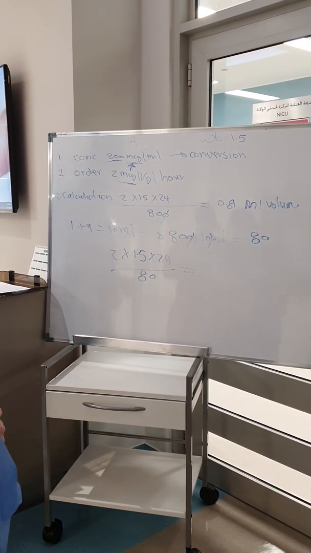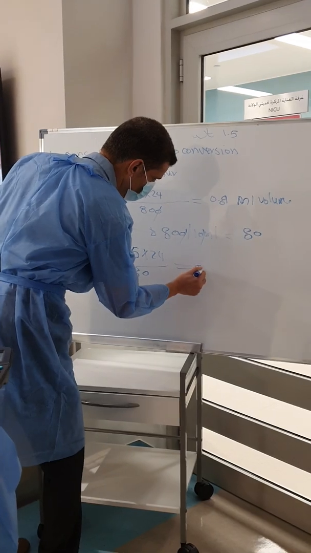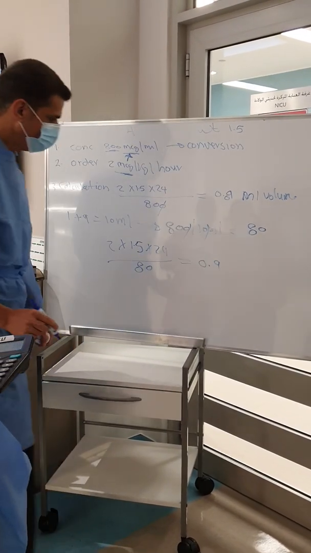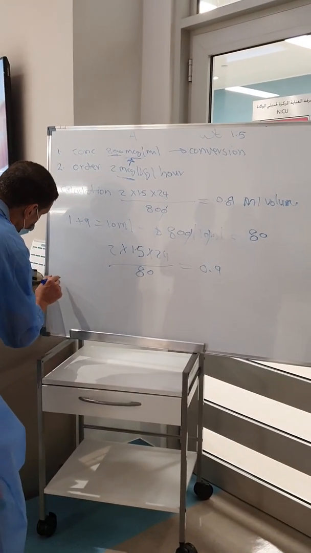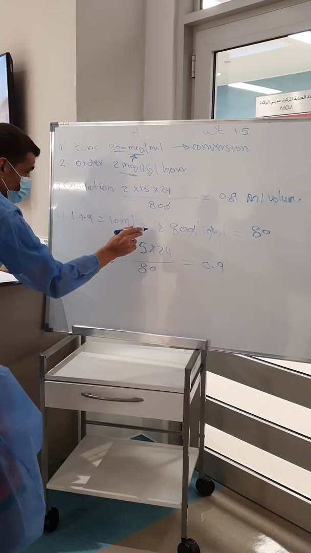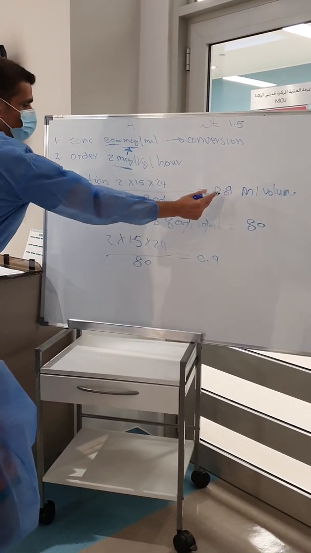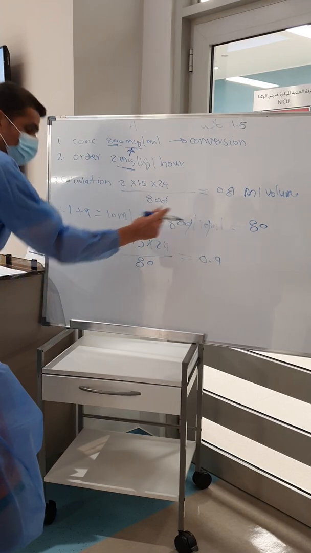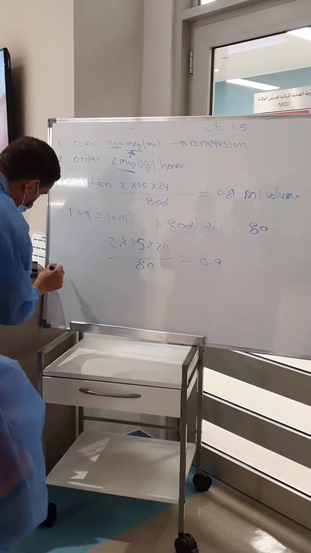0.9. So that's easy to get. Okay, now we need to run. This is an extra step because the volume is less than 0.1, and it's impossible to get it directly. So now we do the run.